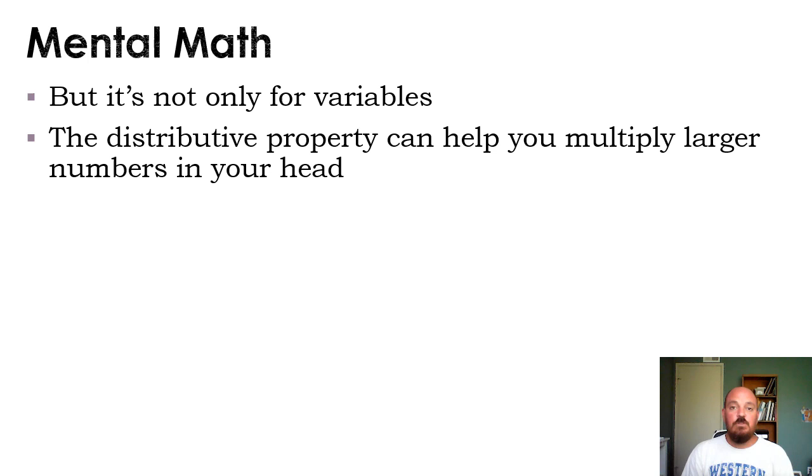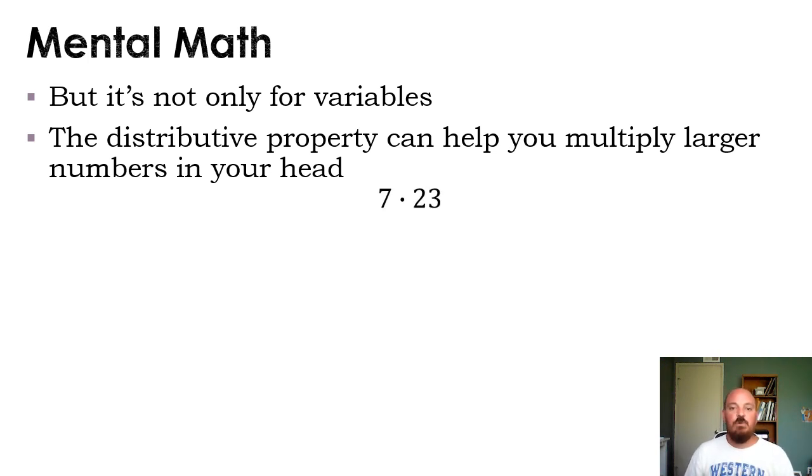But remember I said earlier, it's not only for variables. You can use it just with numbers. So yesterday we talked a little bit about mental math when we did, what were we doing? The properties, like associative property. You can do that with distributive property too. It can help you with things like multiplying or dividing bigger numbers. If you don't have a calculator or if you don't want to take the time to get your calculator out, this is a good way to do mental math.